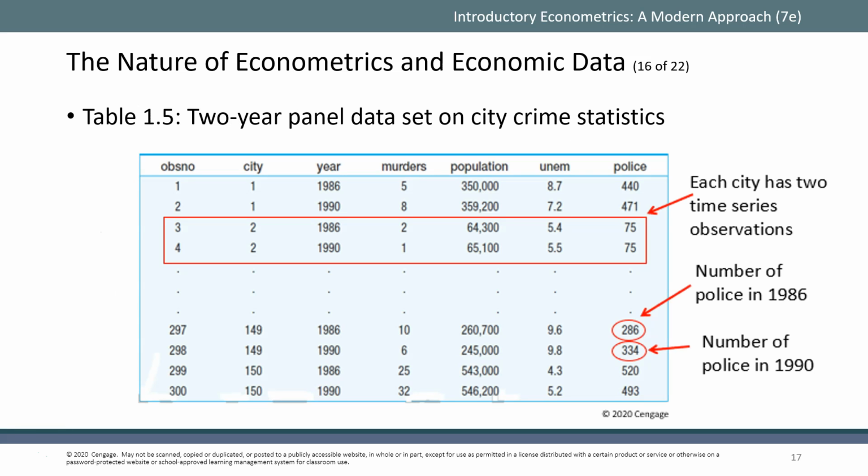Here's an example of a panel data set. So here you have city 1. See, it's the same city, and you're observing that city in 1986 and also 1990. City 2, again, 2 observations, one in 86 and the other in 1990, and you have data for 150 cities, and there are a total of 300 observations because your time dimension is 2. So here T is 2 and N is 150. This type of data set is called a panel data set.